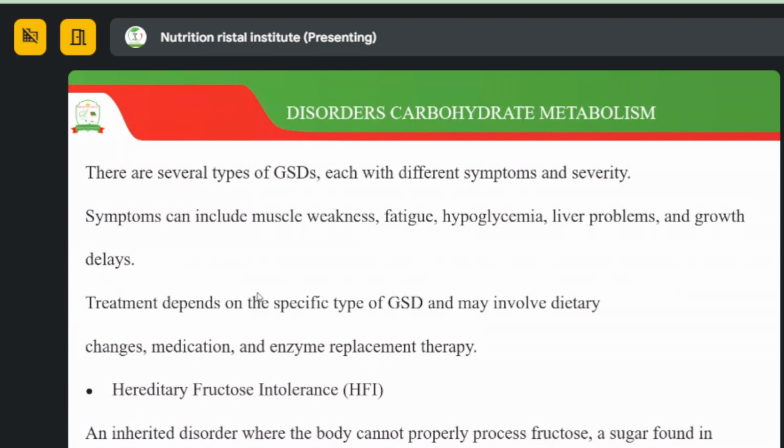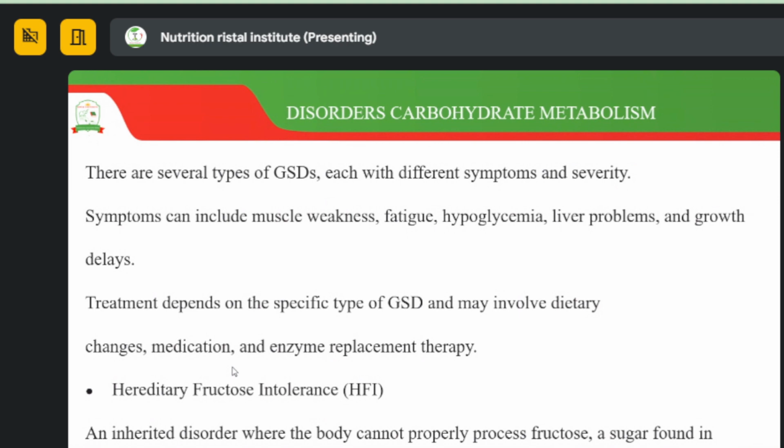There are several types of glycogen storage diseases, each with different symptoms and severity. Symptoms can include muscle weakness, fatigue, hypoglycemia, which is low blood sugar levels, and liver problems, meaning you can develop hepatomegaly, where your liver starts swelling and enlarging. And then growth delays, you may not grow as expected. The treatment will depend on the specific type of glycogen storage disease.